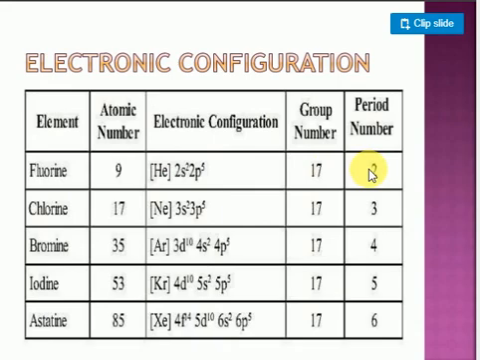Group 17, second period only. Look at the second period: 2 is the second period, 3 means third period, 4 means fourth period, 5 means fifth period, 6 means sixth period only. Look at it, these are the atomic numbers, and these are the electronic configurations of these elements.